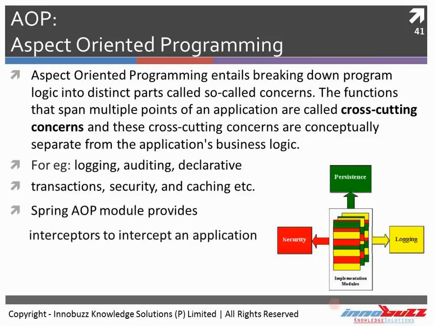The Spring AOP module provides interceptors to intercept an application. Interceptors are also cross-cutting concerns, and interceptors will be provided by the Spring AOP to do the same job. It is a cross-cutting concern. So if you see in this diagram, you have many more examples like persistence, security, logging, caching, transactions. Everything can be applied to your business logic methods. And this is all about aspect-oriented programming, cross-cutting concerns.